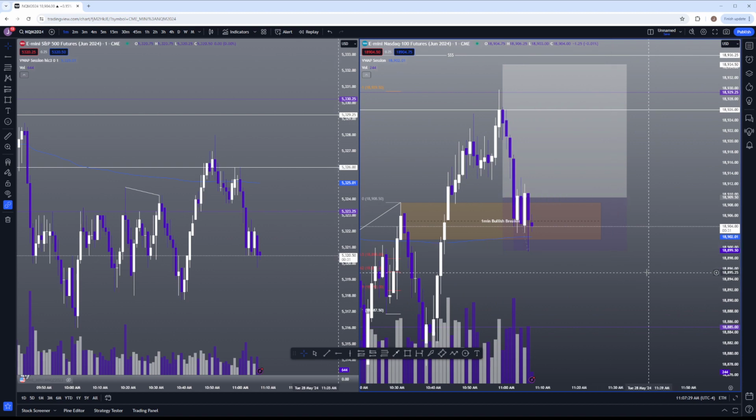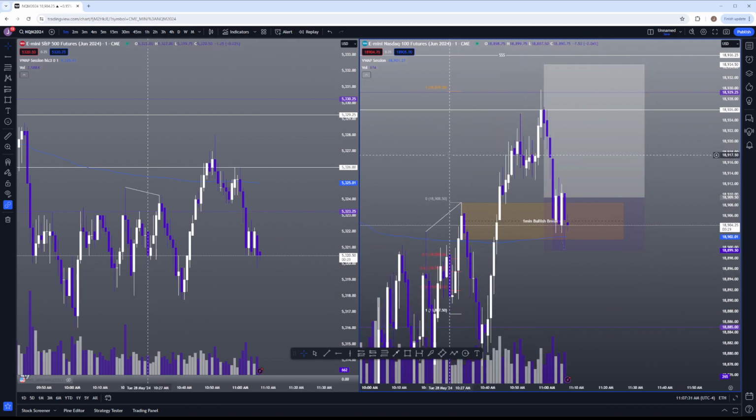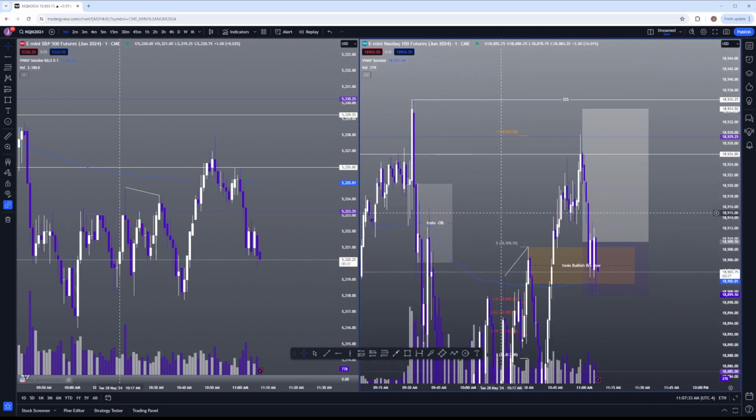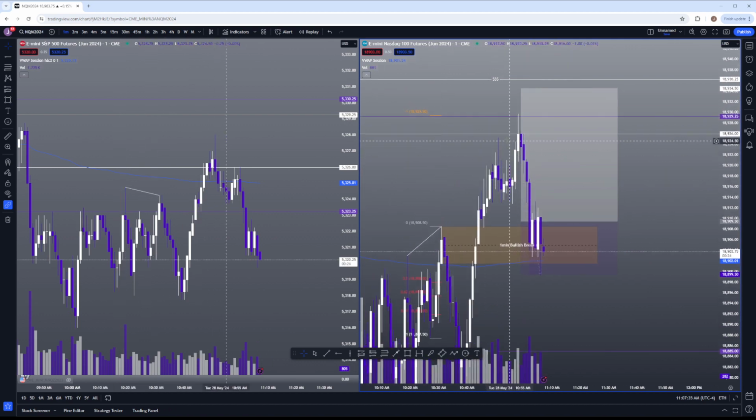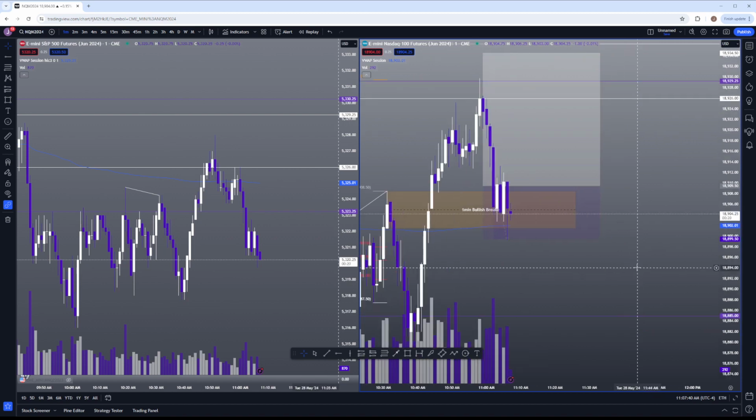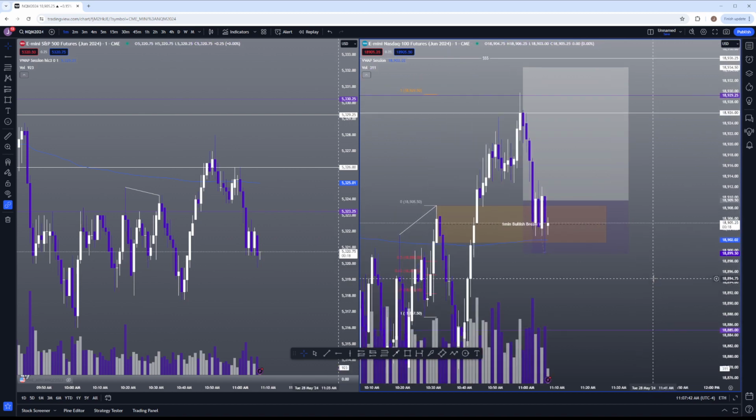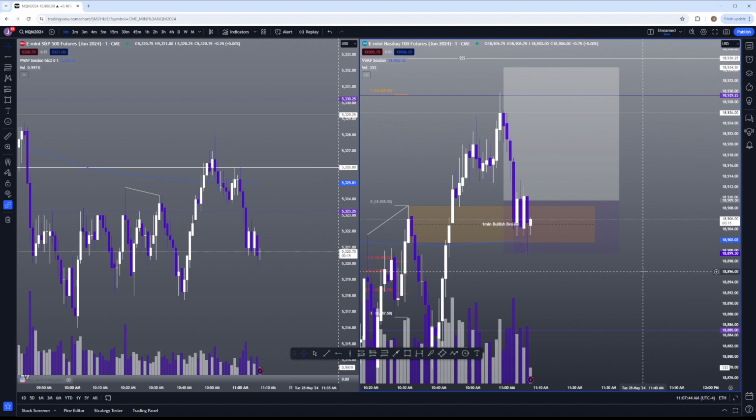Let's see what NQ wants to do. I really want to see NQ target that high. We're obviously seeing that strong reaction off the Asia high up top. Let's see what we do here. They'll just chop in.